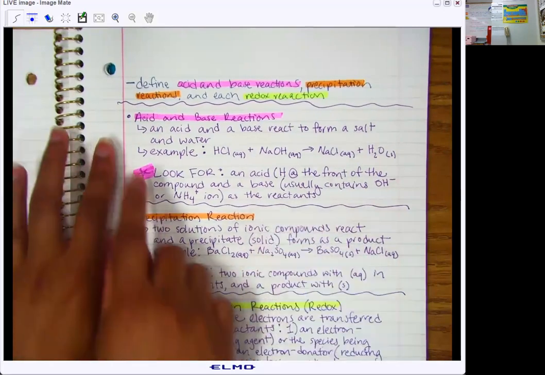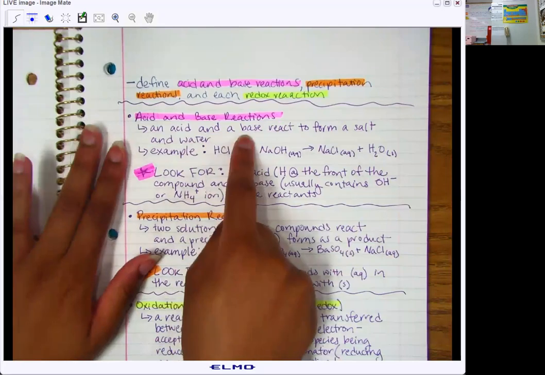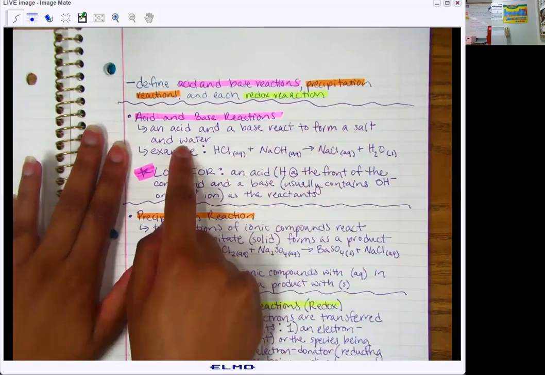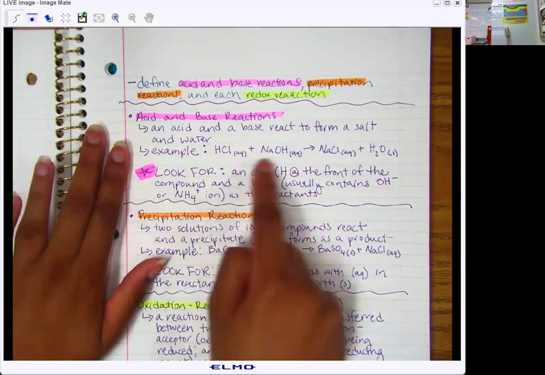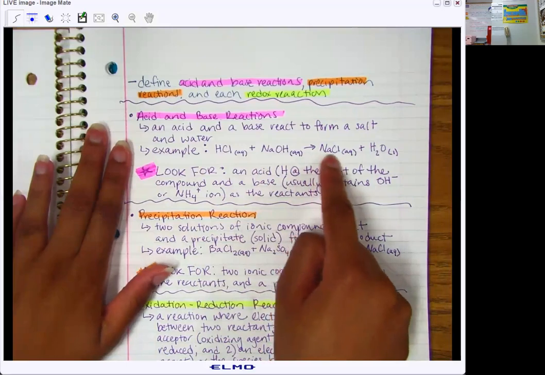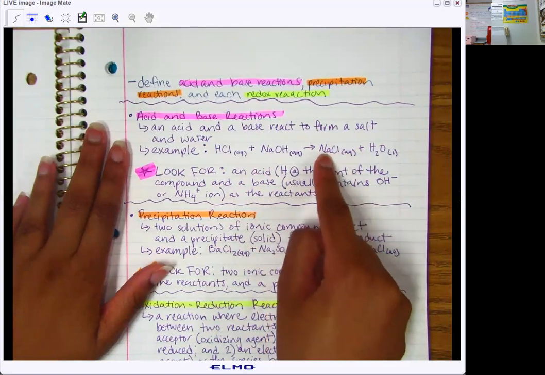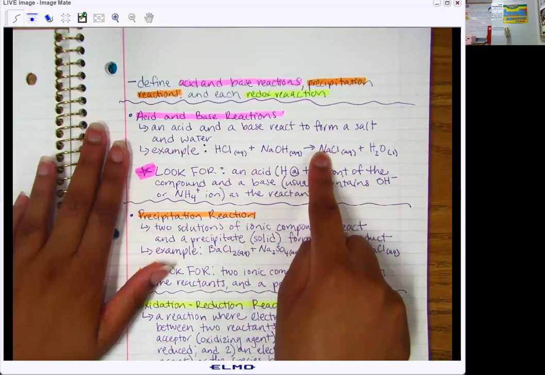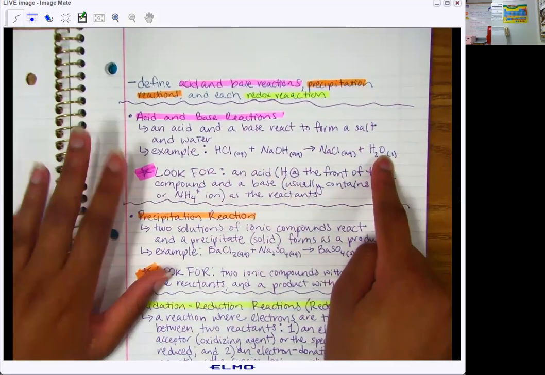For example, under acid-base reactions, these are anytime we have an acid and a base that are going to react to form a salt and water. Here's a great example of hydrochloric acid mixing with sodium hydroxide to give sodium chloride, salt. This is table salt. And there are other salts, right? Any salt is just going to be a halogen and a metal ion, plus water. Water is one of those byproducts.